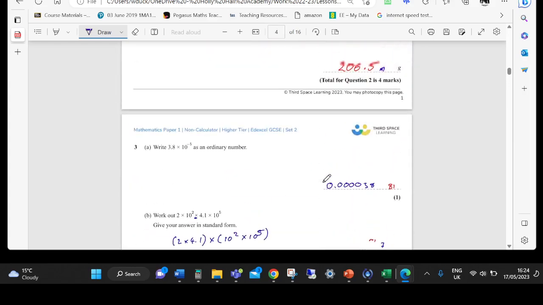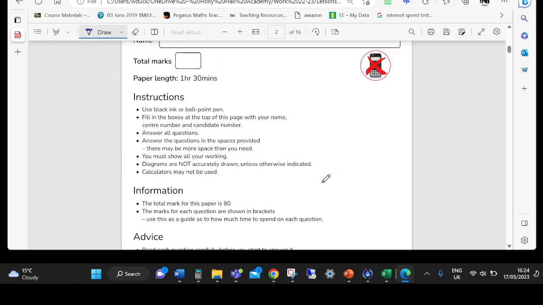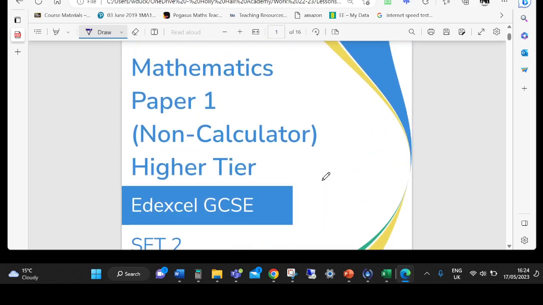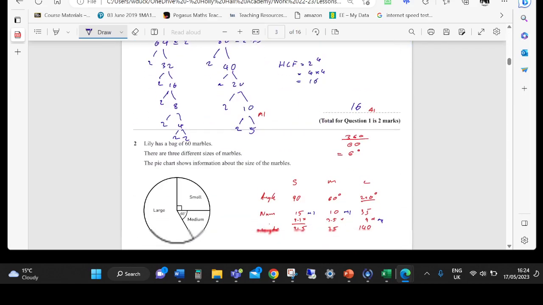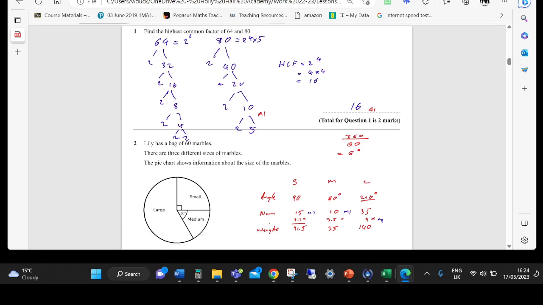Hopefully you've done okay on that. Because it's a predicted paper, and because it's not done by an exam board, there are no predicted grade boundaries. If I just look at the mark scheme, I'll have a quick look to see whether they've suggested anything in terms of grade boundaries. They haven't. So hopefully you found that useful though. I think it's a good stage for revision.